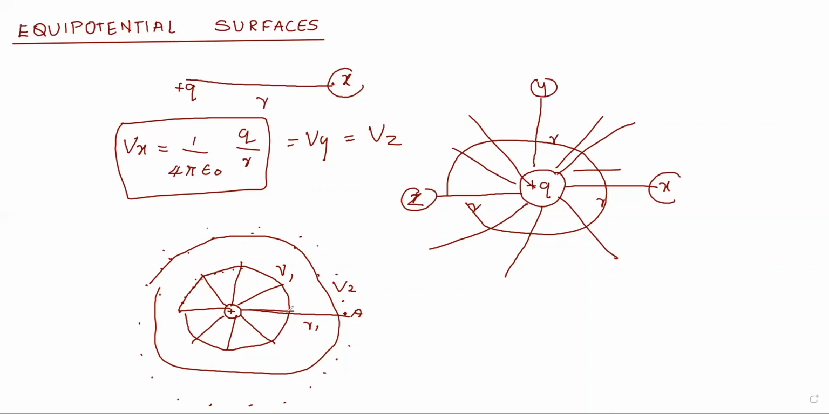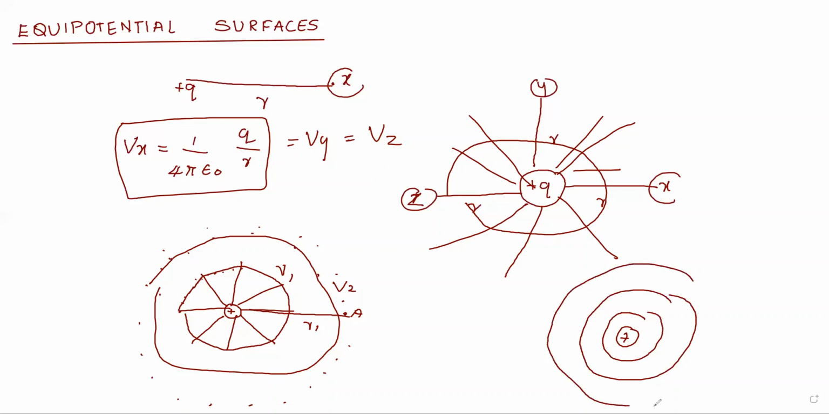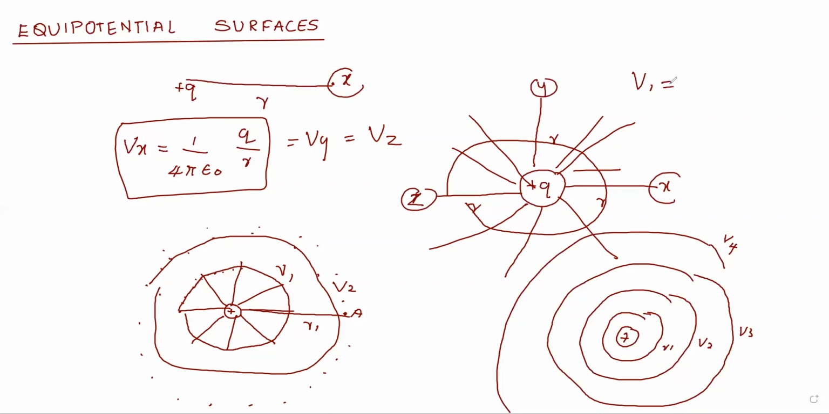If I consider concentric spheres, let me draw it over here. If I consider this as a plus q charge, and consider n number of concentric circles like this, 1, 2, 3, 4, and if I consider the potential of the first circle as v1, second as v2, third as v3, and fourth as v4, then I can say that v1 is not equal to v2, v2 is not equal to v3, and so on. Understood?